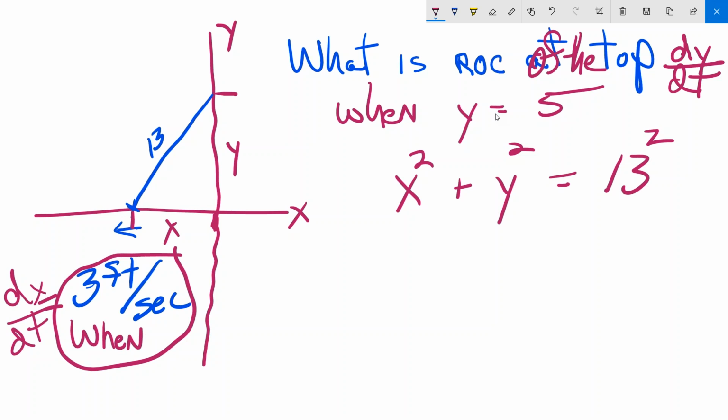Think implicit differentiation. Almost all related rate problems are solved by implicitly differentiating. It's not always with respect to time, but most of the time it is. It can be with respect to anything, even an angle, theta, but most of these are time-based. So implicitly differentiate both sides of this equation with respect to t.